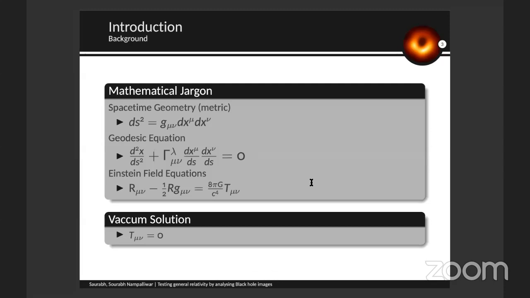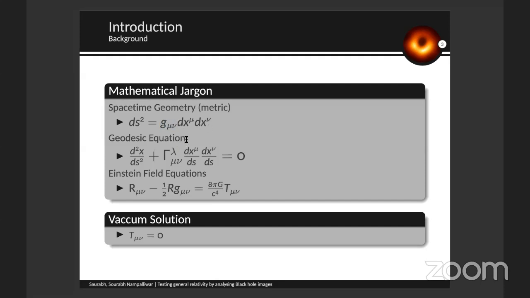Now, before delving into basic black hole physics, we cannot go until we are done with some basic mathematical jargon. Here are very basic things that I need to discuss. The first is the space-time geometry. Those who have done a bit of special relativity might know this particular form, which is a tensorial form of a line element, which describes space-time. It is simply a metric, described by a very simple expression where g_μν is the metric tensor, which describes the space-time.